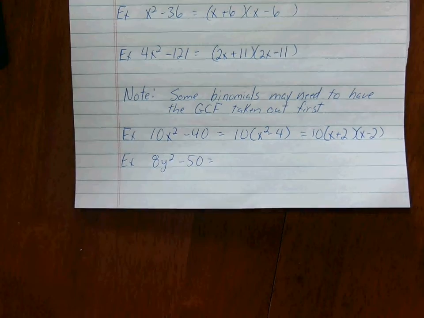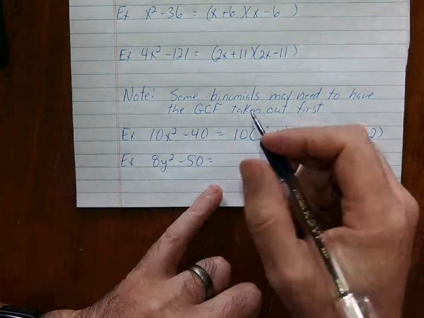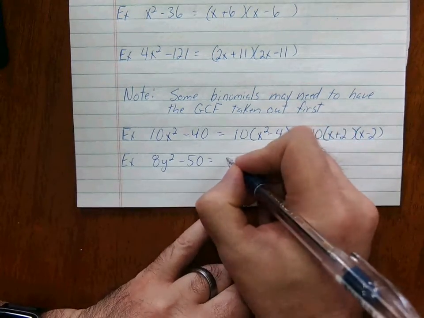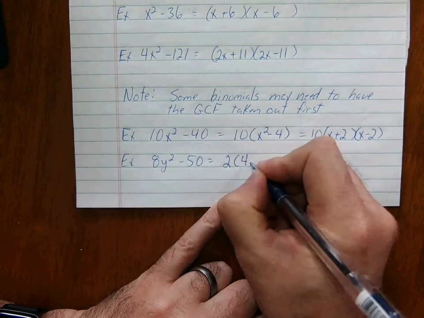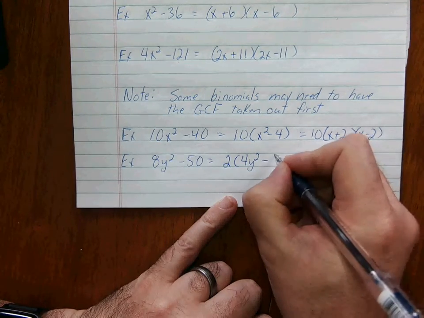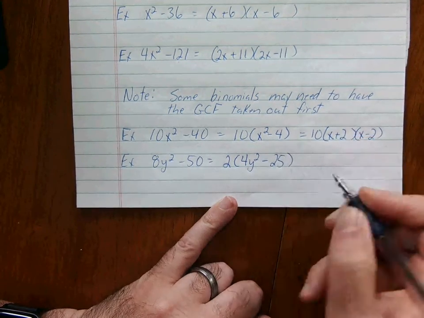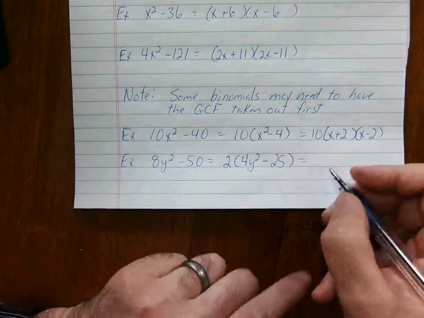And then you look at the last one, you have 8y squared minus 50. So 8 isn't a perfect square, neither is 50. So it looks like we're going to have to factor something out. Looks like if we factor out a 2. If you take out a 2 from 8, you're going to be left with a 4. Take a 2 out of 50, you're going to be left with 25. And both of those are perfect squares.